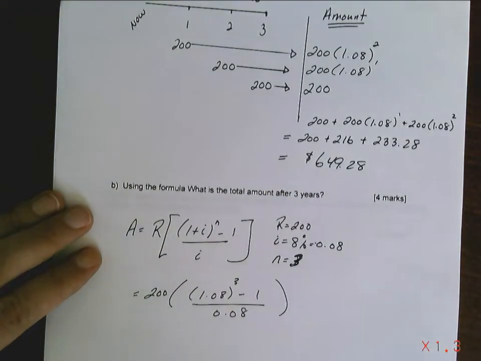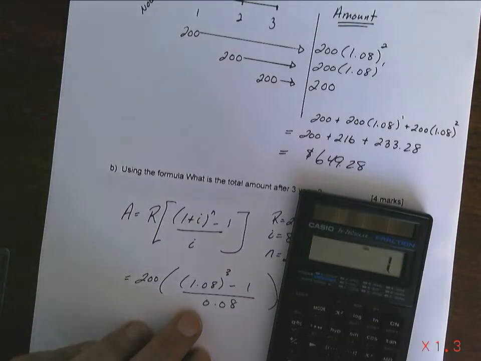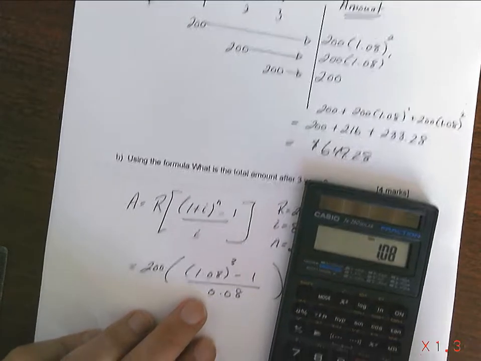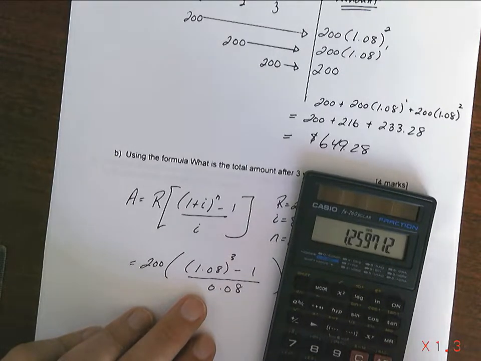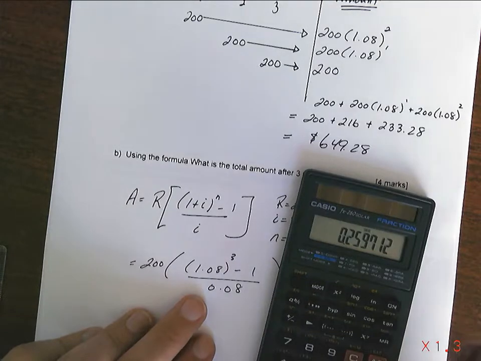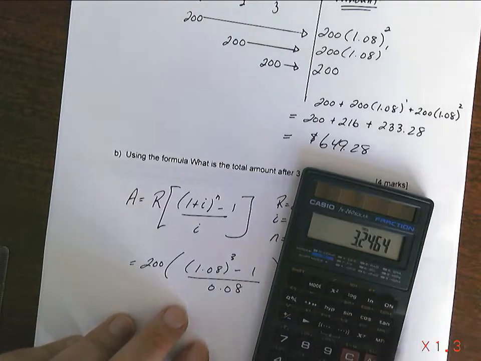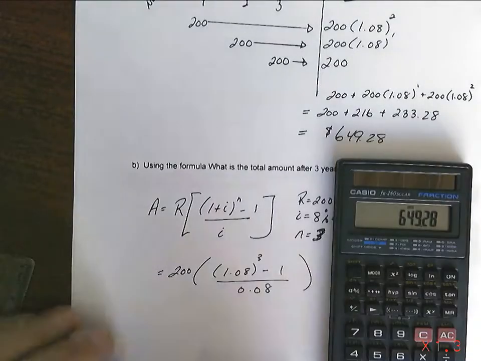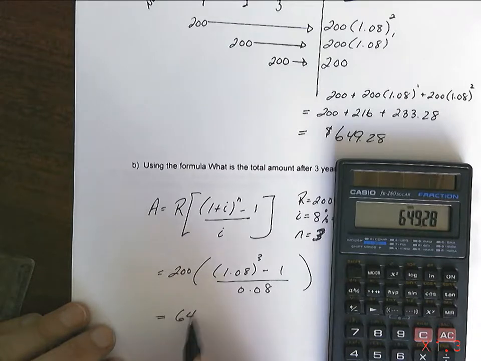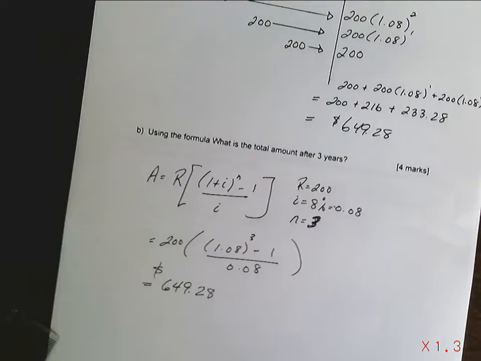Let's get out our calculator. Calculator usage is very important. 1.08 to the third, take away 1, equals. That's the top part. I'm going to divide it by 0.08. That's the entire thing. I'm going to times that by 200. And lo and behold, we end up with the exact same value. So I allotted 4 marks for each. That's how you do them. We'll come back with the next video.